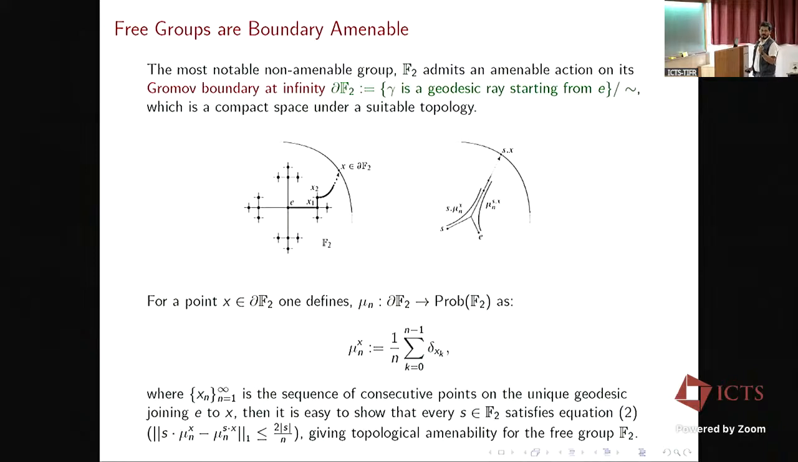So we are now looking at the difference between these two probability measures in L1 norm, and that difference turns out to be this, which is bounded in the numerator. The denominator increases and it goes to 0. So we get topological amenability with this assignment of probability measures for each point on the boundary. Now, this assignment is a little suggestive of what we would like to do in the further cases.